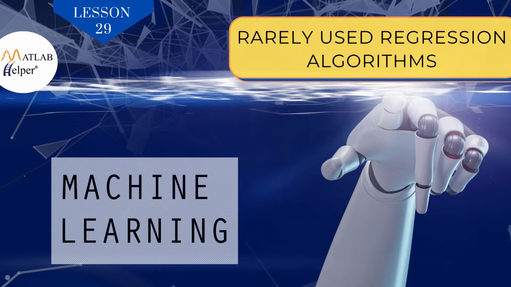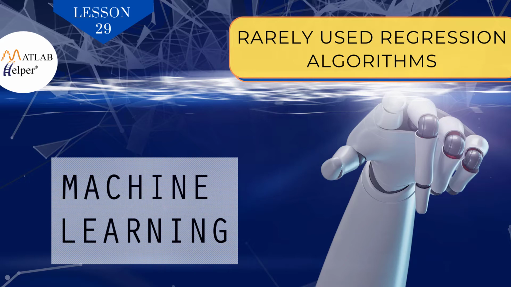In this video we are going to see some rarely used regression algorithms: support vector machine, decision tree and random forest. These are the algorithms we can use for regression as well as classification problems. These algorithms are called the CART models. The full form of CART is classification and regression techniques. CART models we use rarely for regression analysis.